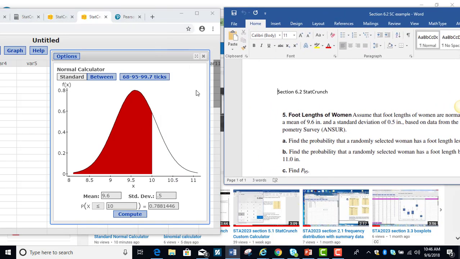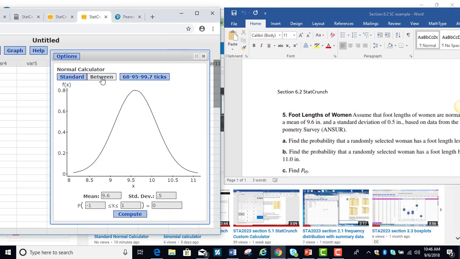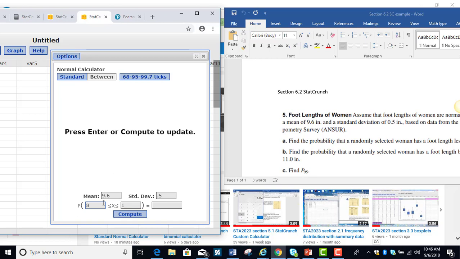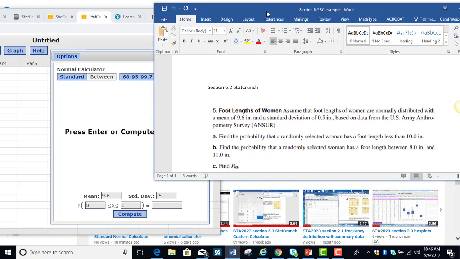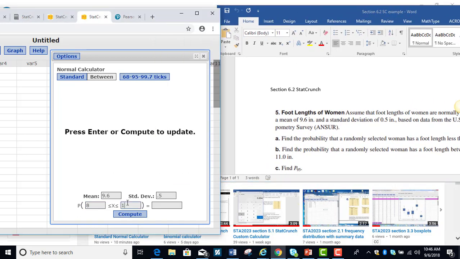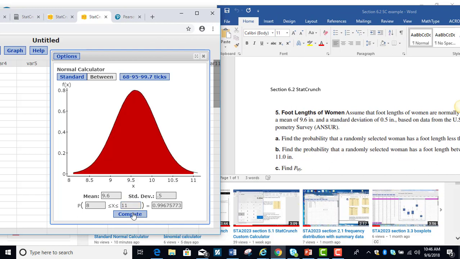And then I want to find the probability that a woman has a foot length between 8 inches and 11 inches. So again, I'm going to use my between tool, and go between 8 inches and 11 inches. I'm going to put in 11, and do compute, and this is almost the whole distribution, and it's 0.9968. So I've captured almost all the women I would expect to have a foot size between 8 and 11 based on this normal distribution with a mean of 9.6 and a standard deviation of 0.5.